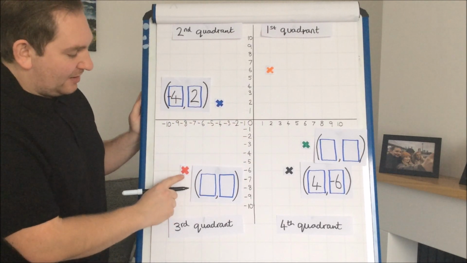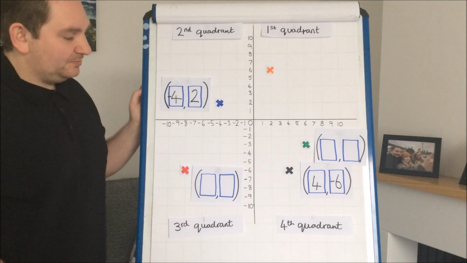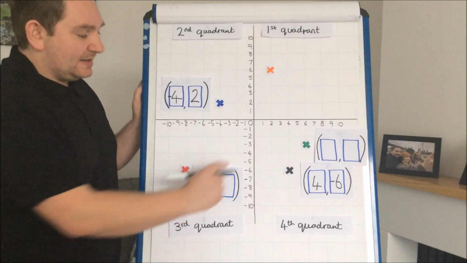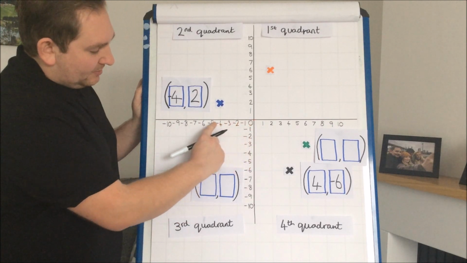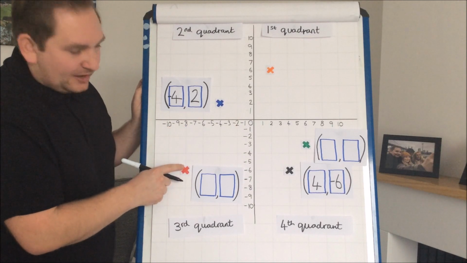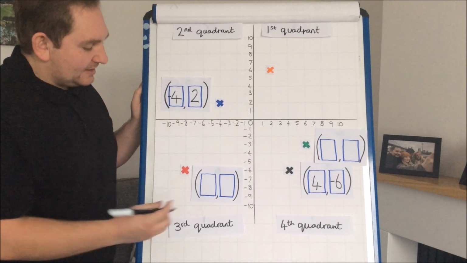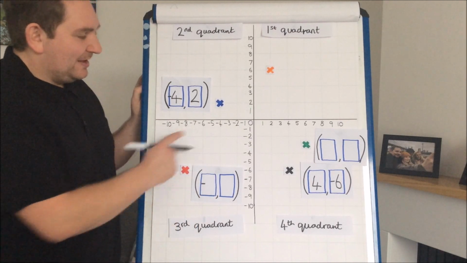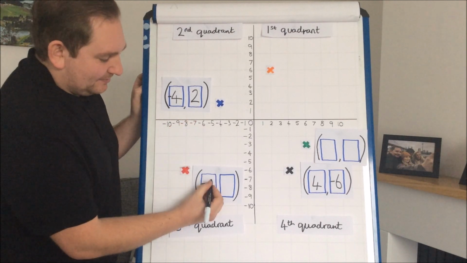Let's try the red cross in the 3rd quadrant. Again, we're going to go along the corridor first, along that x-axis. So we go all the way along until we get to -5. If we follow the line down, we meet the red cross. So our x-axis is negative. Did I say -5? I meant -8. We got to -8.